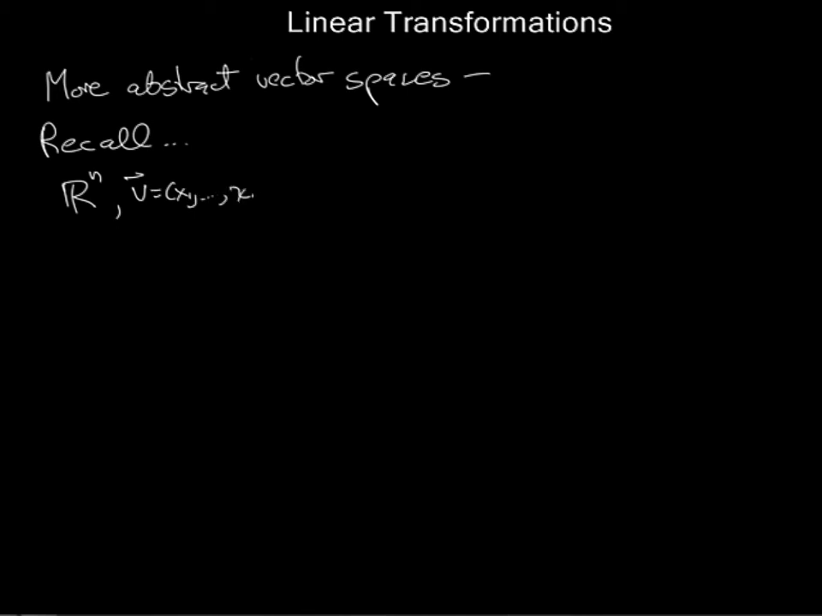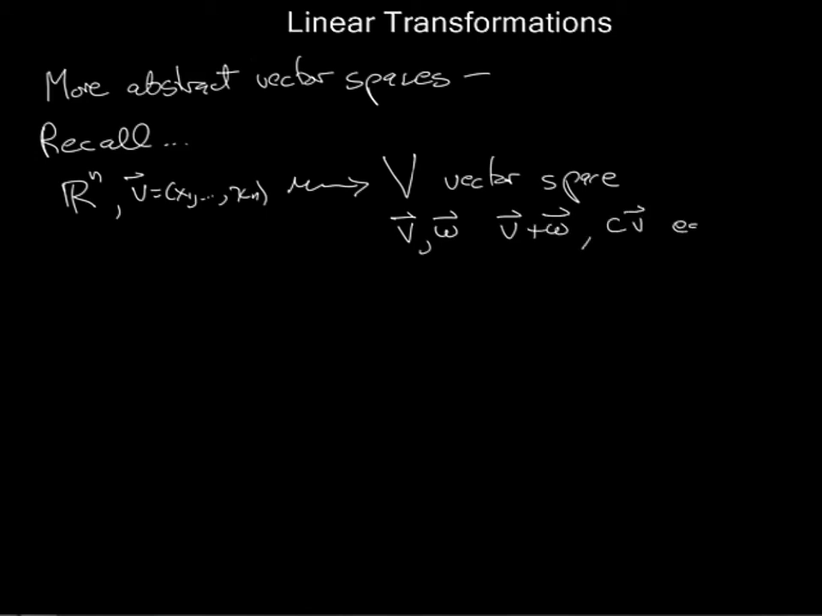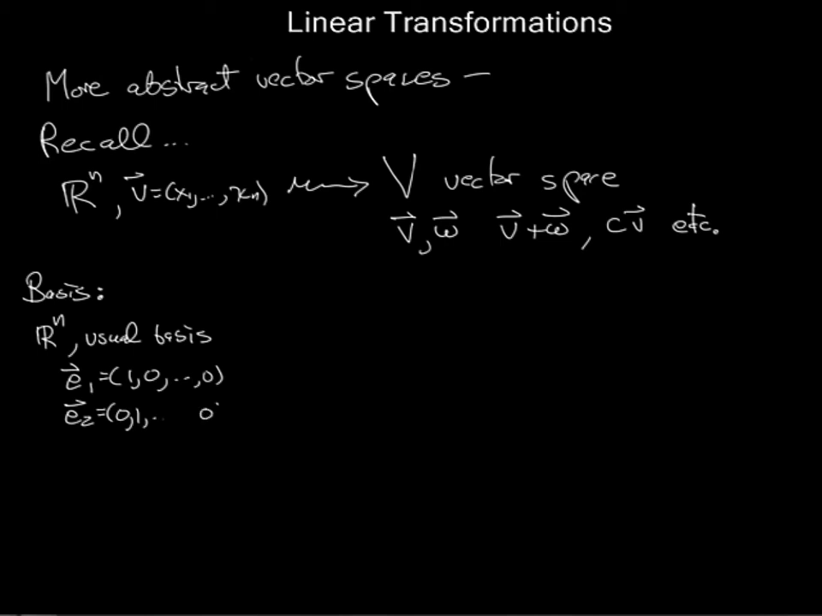Remember we've talked a lot about Rn, which is the vector space of all n-tuples x1 through xn. And then we abstracted this and had the notion of an abstract vector space in section 2.1, which is a place where we have vectors and we can add vectors and multiply them by scalars and so on. And we have the concept of a basis of a vector space. In Rn, we have the usual basis, which we label E1 through En, where Ei is the vector with a 1 in the ith place.